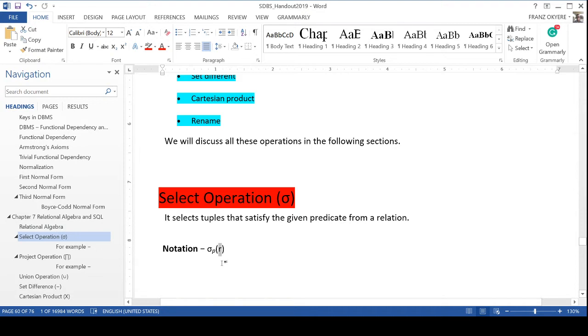So please let me go over it again. We want to select from a certain relation based on a certain predicate. What are we selecting? We are selecting tuples, and tuples are rows. Rows. Let me spell rows for you.